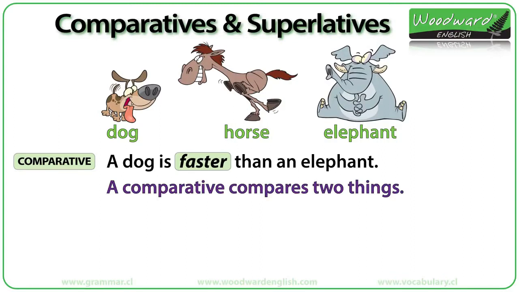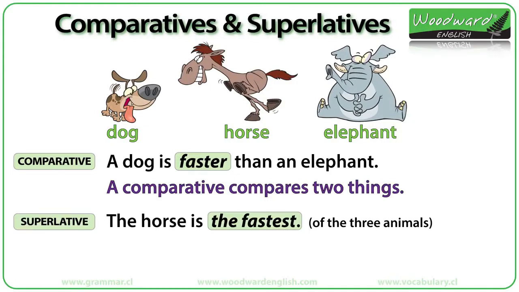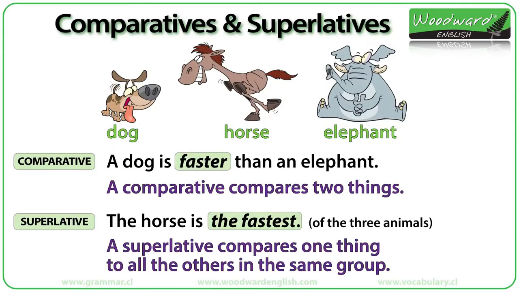Now let's compare the horse with the other 2 animals. We say the horse is the fastest, which means the horse is the fastest of the 3 animals. Fastest is a superlative. A superlative compares one thing to all the others in the same group. In this case, we are comparing the horse to the other animals in the group, which are the dog and elephant. Now we need to learn how to make a comparative and a superlative.